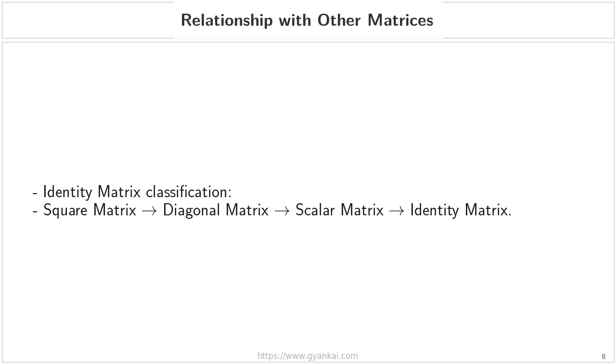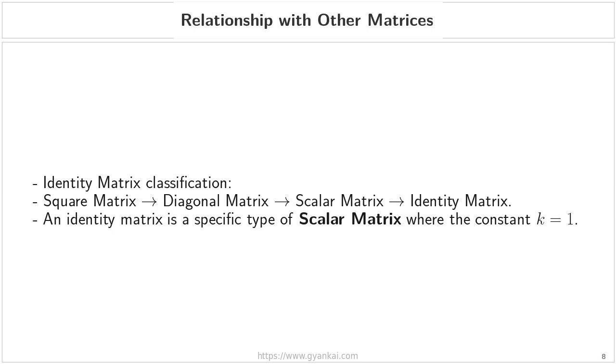Relationship with other matrices. If you look at the first point on the slide, you will see a hierarchy. Think of this as a family tree moving from the most general category to the most specific. It begins with the square matrix, which then narrows down to the diagonal matrix, then further to the scalar matrix, and finally, the most specific version is the identity matrix.